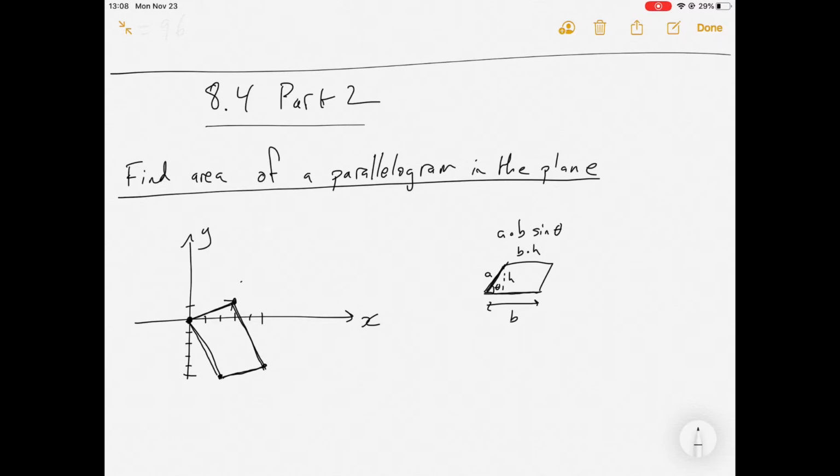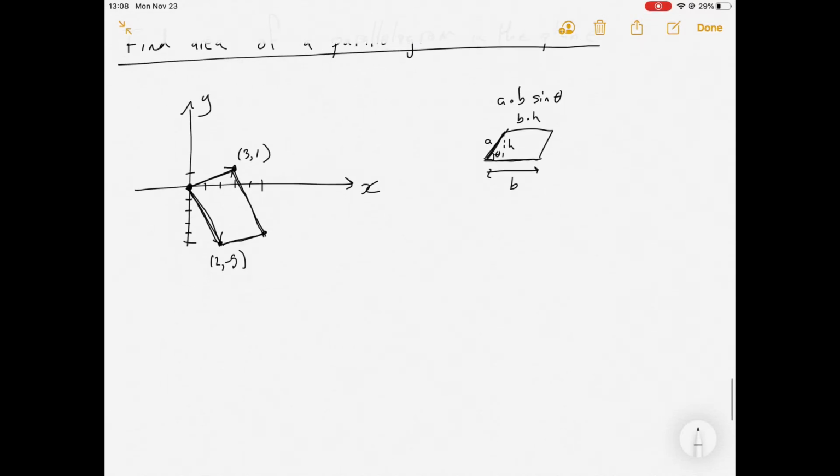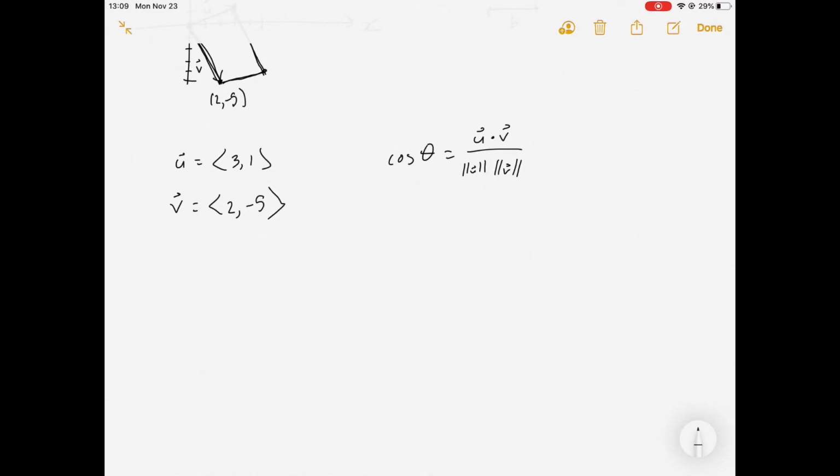So what I'm going to do instead is make this a vector, 3, 1, and make this a vector, 2, negative 5. So I have my two vectors u and v. U is the vector 3, 1, and v is the vector 2, negative 5. Now, we could use the formula to find that angle, cosine of theta equals u dot v over the magnitude of u times the magnitude of v. This is from chapter 6 content, so we could find the angle, and then use the formula I've written above to find the area of the parallelogram. However, this is a lot easier than that.